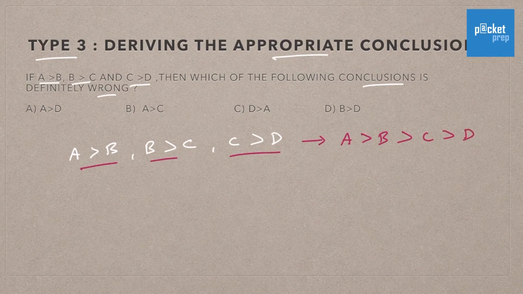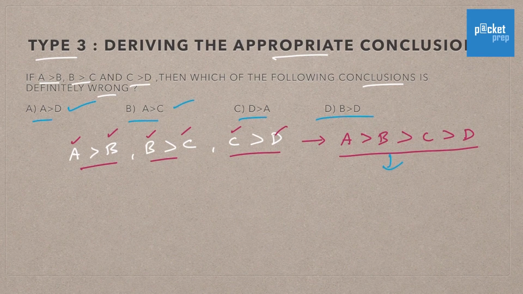than C is greater than D, because D is the least one, C is greater than D, and B is greater than C, and A is greater than B. Therefore, A is greater than B is greater than C is greater than D. Now let's look for the options here. A is greater than D, which is correct. A is greater than C, which is correct from this expression. D is greater than A. Is it true? D is not greater than A. So option C is the wrong answer.